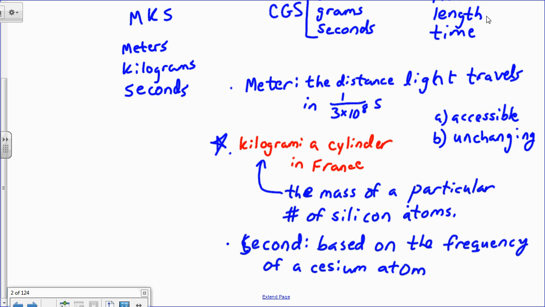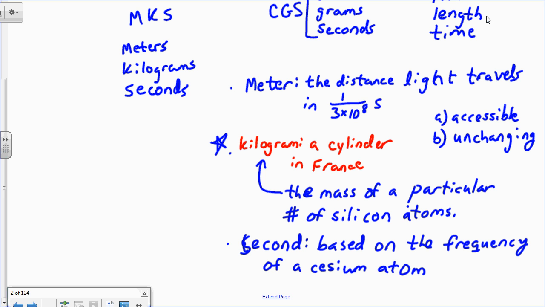You need to know what the standards are: the distance that light travels in this amount of time, a cylinder in France, but also know that this is changing right now because this standard is not a very good standard. And then finally, the second is based on the frequency of the cesium atom. Does this meet the 2 criteria that it's accessible and unchanging for the second? Is it accessible to everyone?